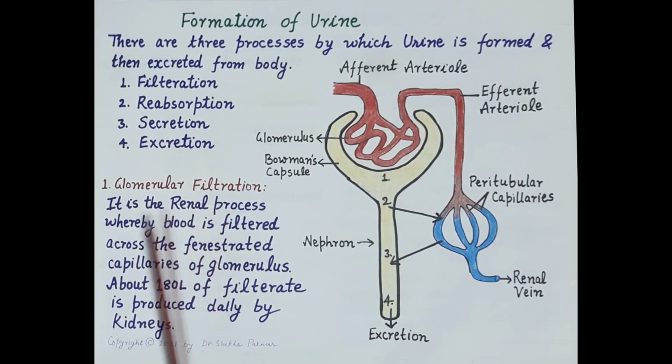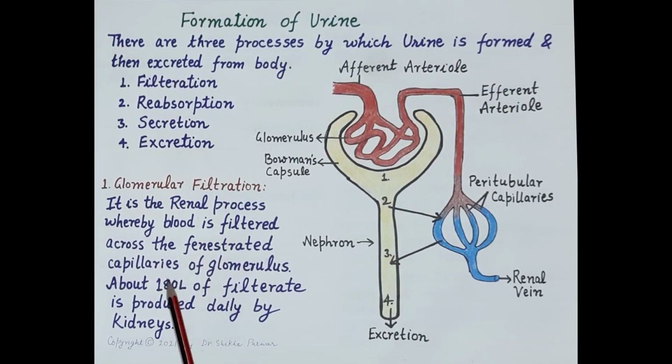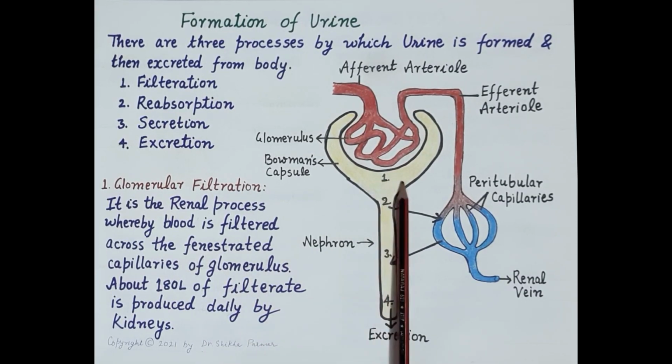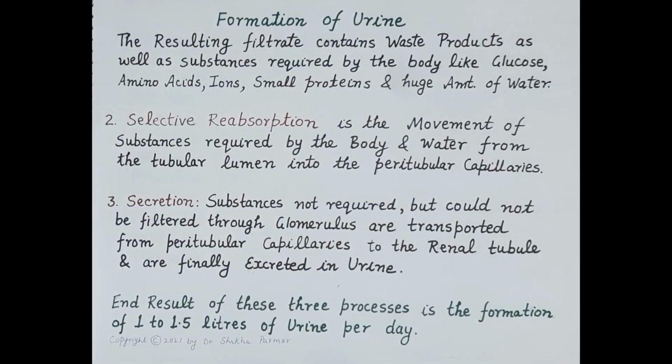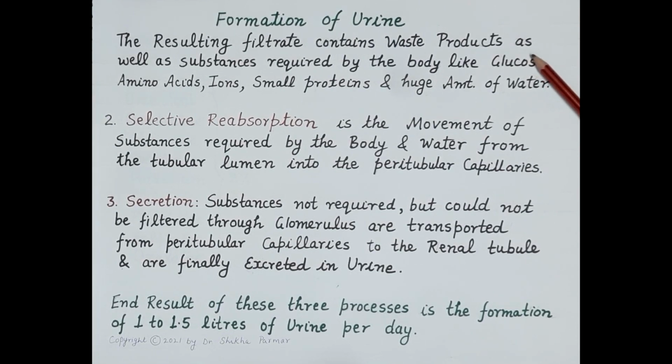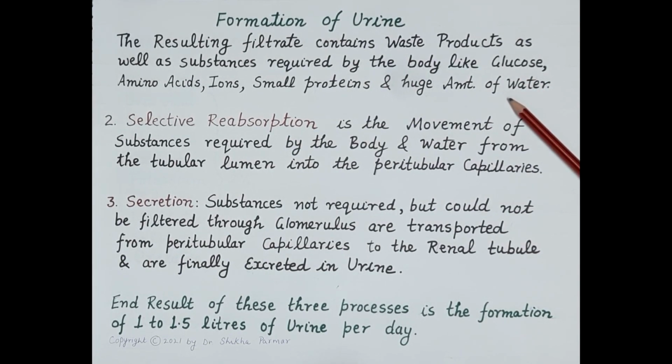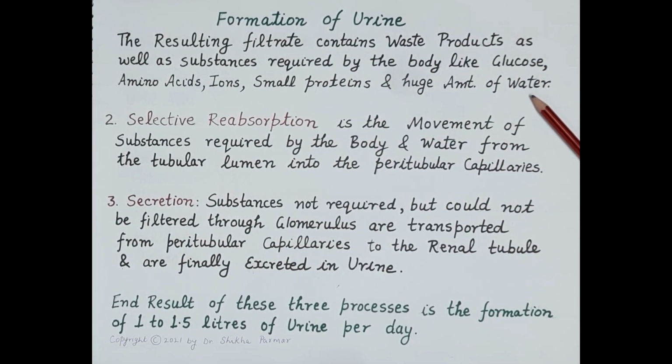Glomerular filtration is the renal process whereby blood is filtered across the fenestrated capillaries of the glomerulus. That is, blood is filtered through the pores of the glomerulus, and about 180 liters of the filtrate is produced daily by the kidneys. The resulting filtrate contains waste products as well as substances required by the body like glucose, amino acids, ions, small proteins, and a huge amount of water. The substances that are required by the body are reabsorbed from the filtrate back into the blood. So, the second step in the formation of urine is selective reabsorption.